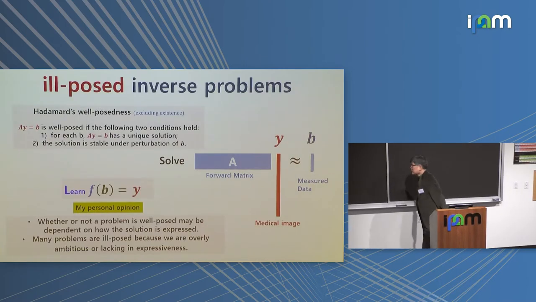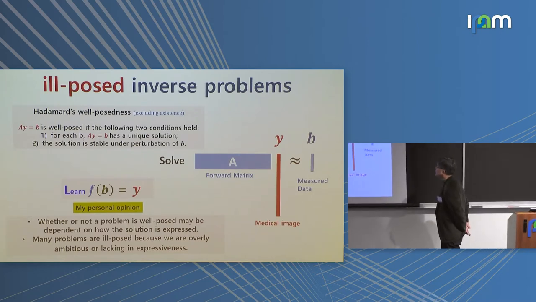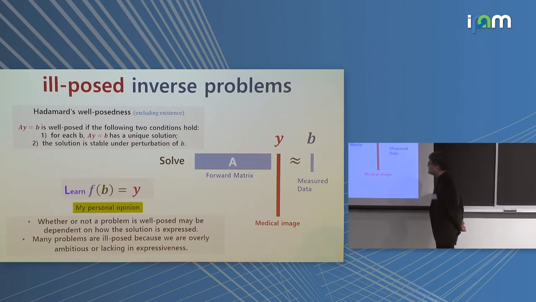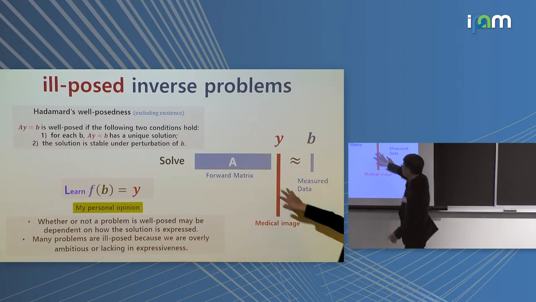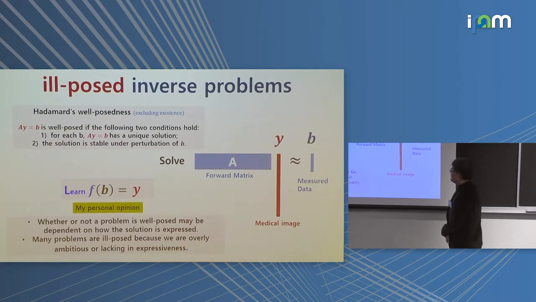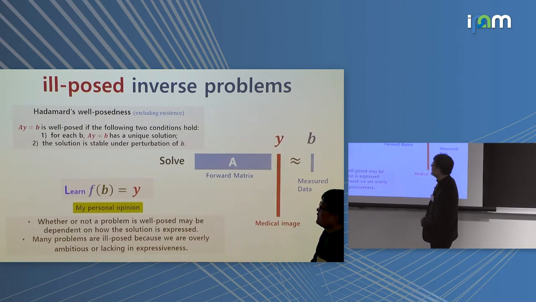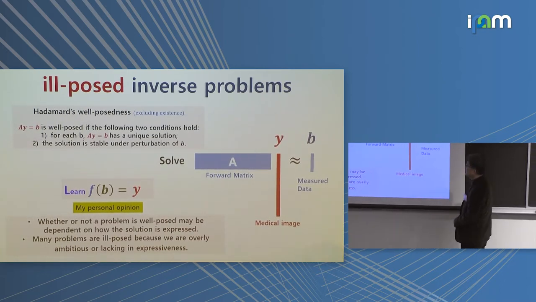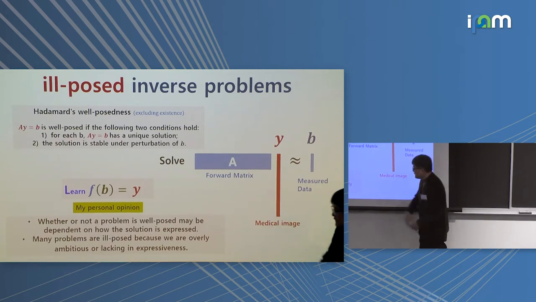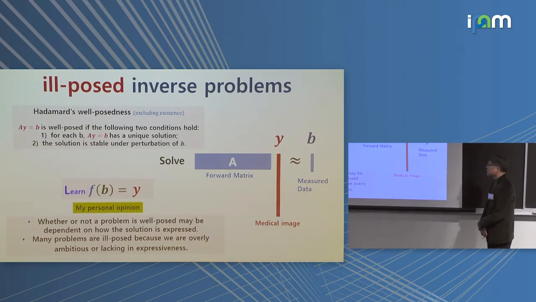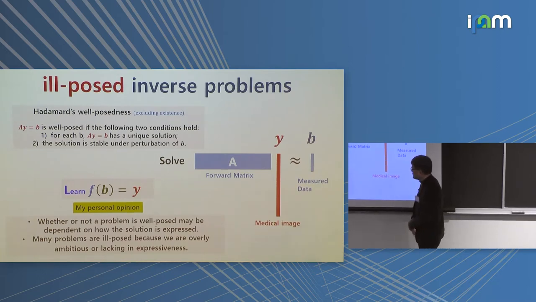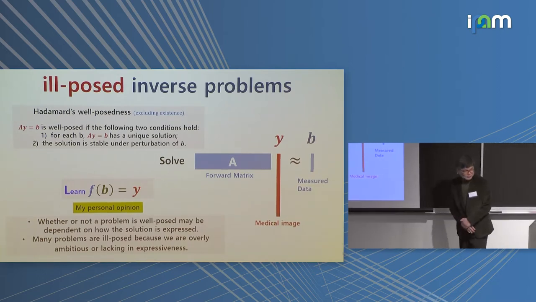This is called an ill-posed problem because there are fewer equations than unknowns. So it violates Hadamard's well-posedness, namely existence, because the forward matrix is not accurate, so existence does not mean anything. AY equals B is well-posed if for each B the system has a unique solution, and the solution is stable under perturbation of B. But that depends on how you define the medical images. This is my personal opinion: whether or not a problem is well posed may depend on how the solution is expressed. Many problems are ill posed because we are overly ambitious or lacking expressiveness.